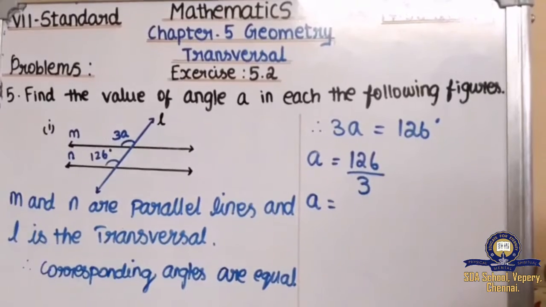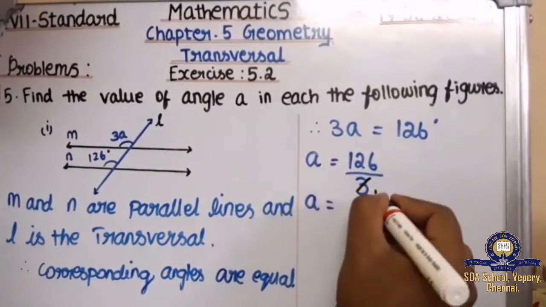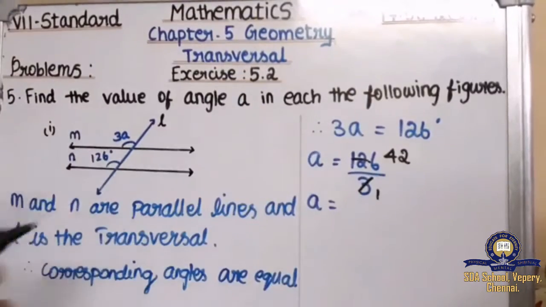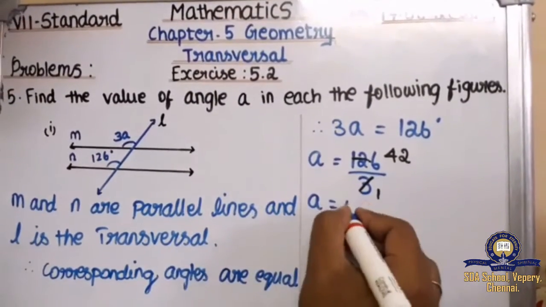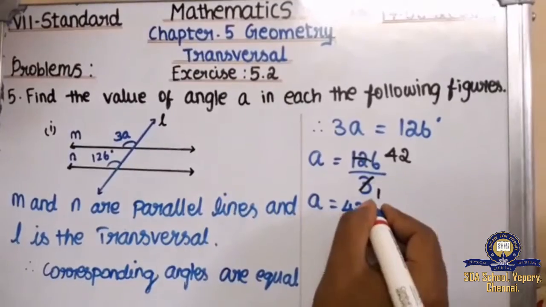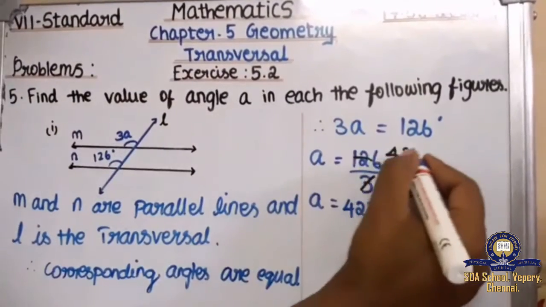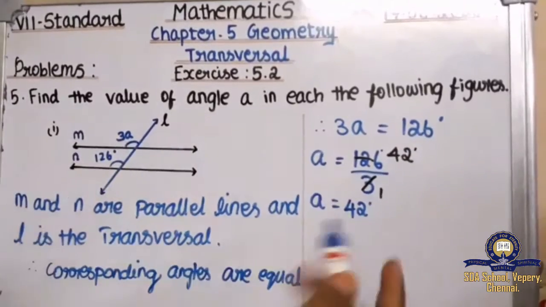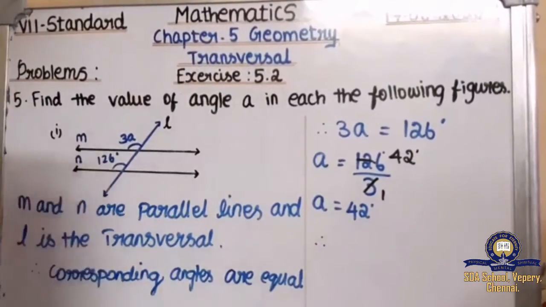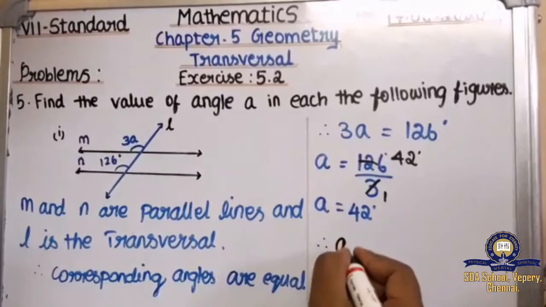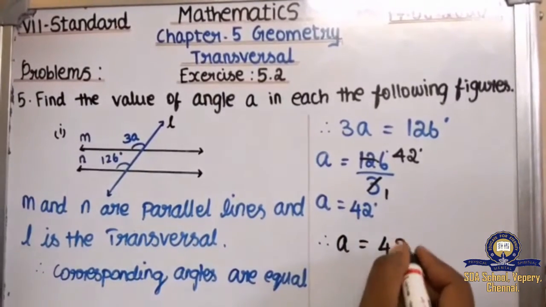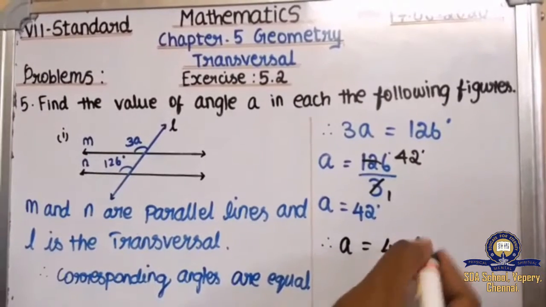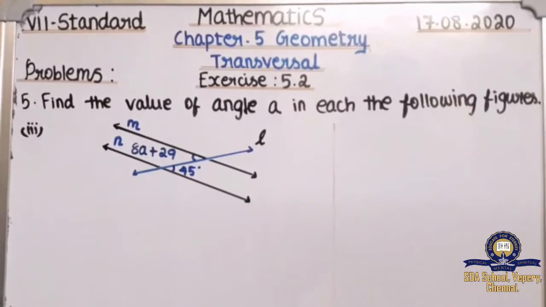When we cancel this value, 1 3 is 3, 4 3s are 12, 2 3s are 6. Therefore, we get 42 degrees. Here also we need to mention the degrees. So, therefore, we find that A is equal to 42 degrees. Now, do you understand, students? Now, we move on to our next problem.